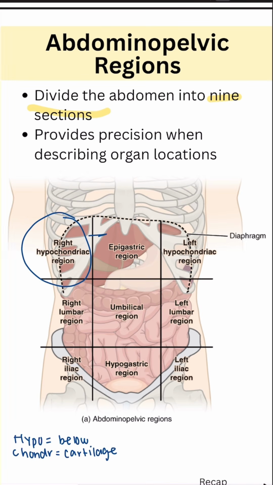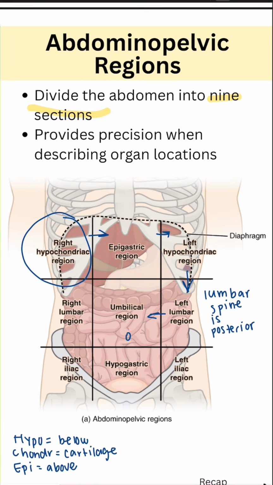Medial to that is the epigastric region. The prefix epi means above, and this region is superior to the stomach. Lateral to the epigastric region on the patient's left is the left hypochondriac region, also inferior to the left costal cartilage. Inferior to this is the left lumbar region, named after the lumbar spine it aligns with posteriorly.